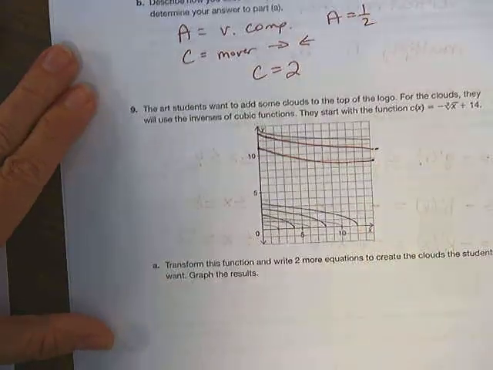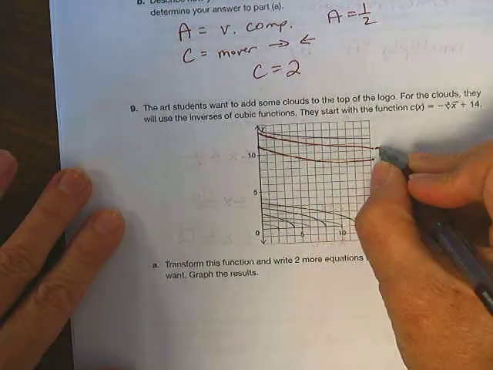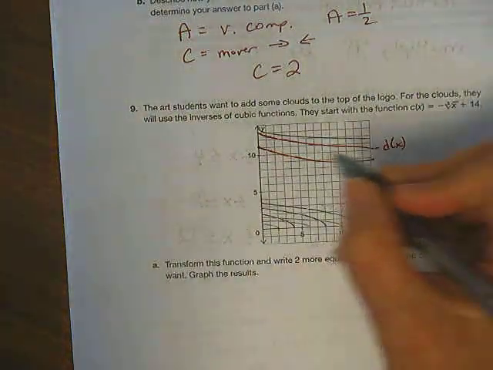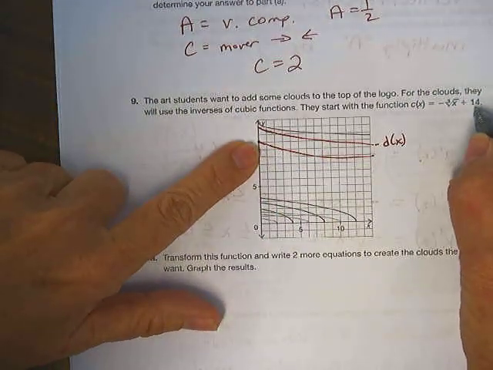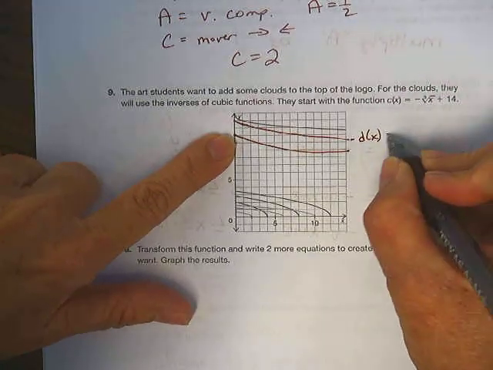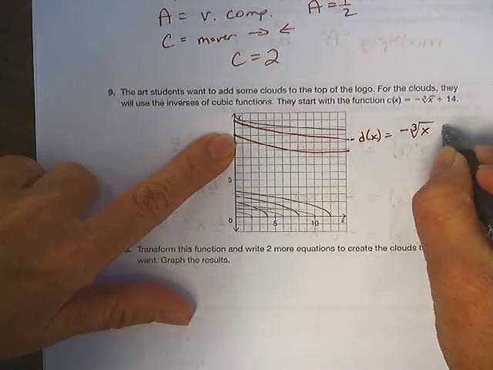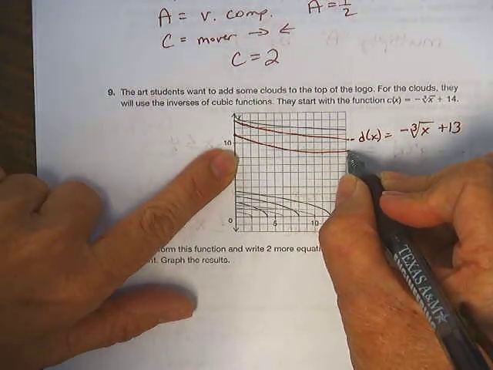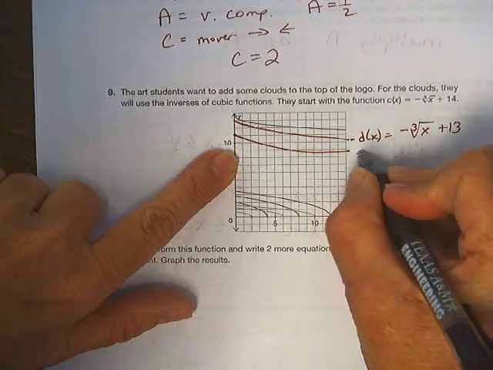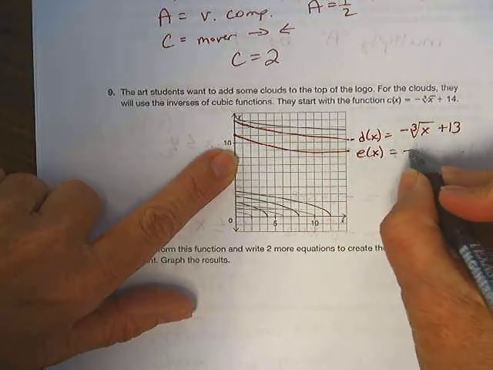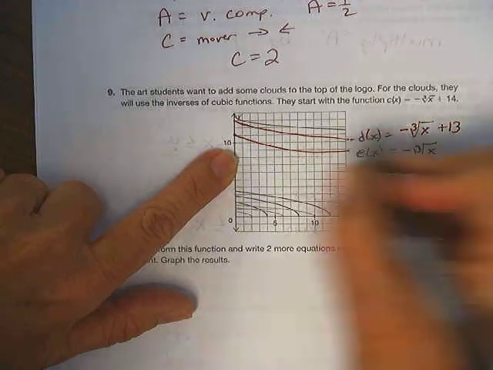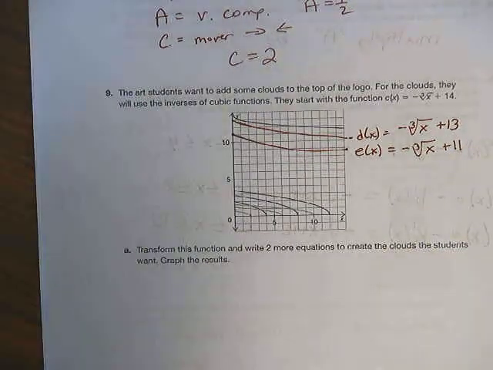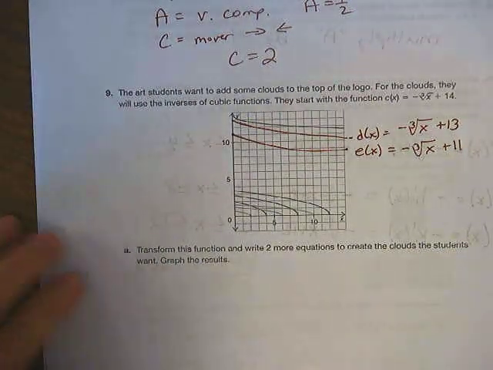Okay, so let's see how we will write those. Let's call this one d of x. And if I've shifted it down by 1, it's going to be 14 minus 1, so this is negative cube root of x plus 13. And what should we call this one? A, B, C, D, E. E of x, I guess we'll call that one. It's still the negative cube root of x, and I'm starting at 11, so that would be plus 11. And there are my extra clouds.